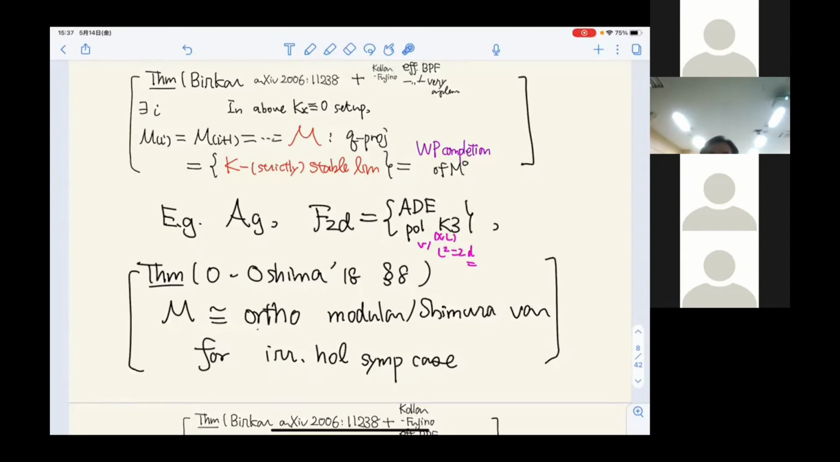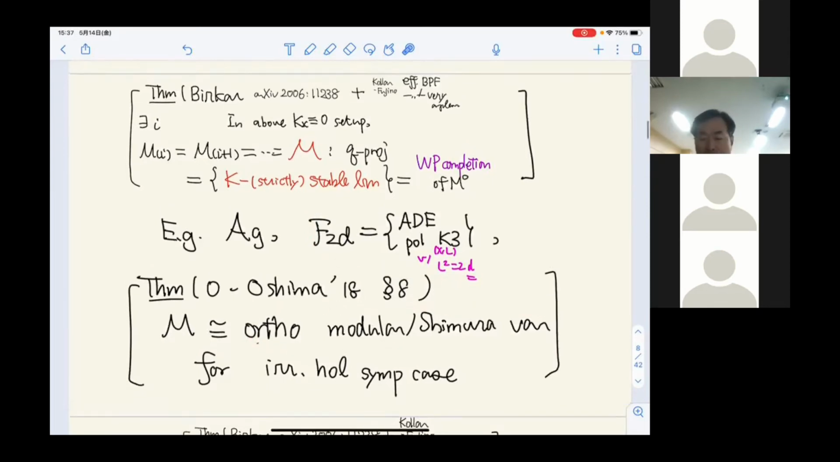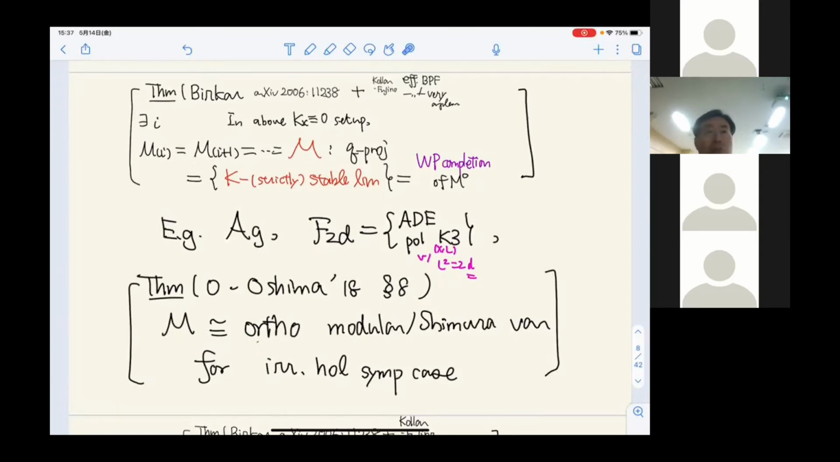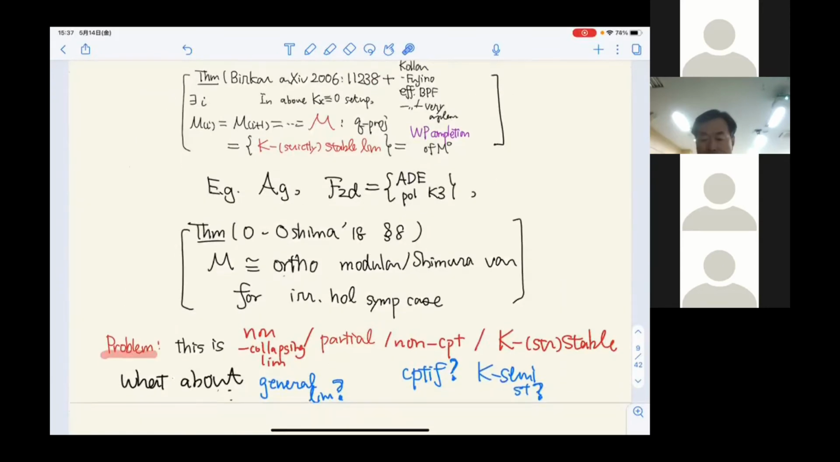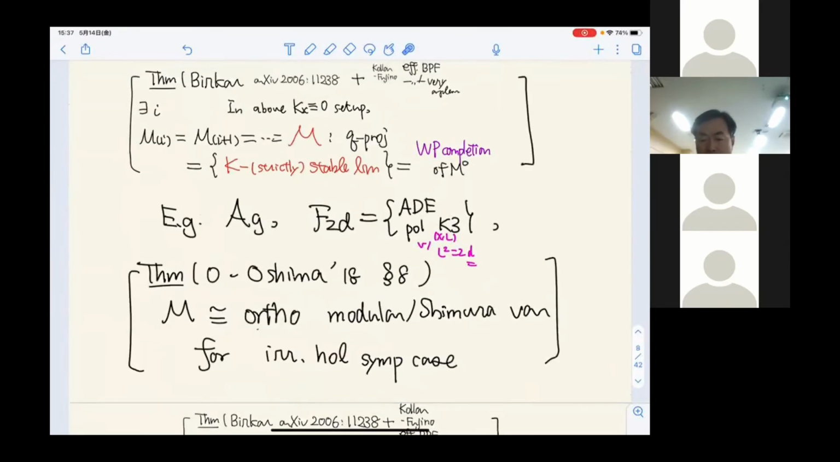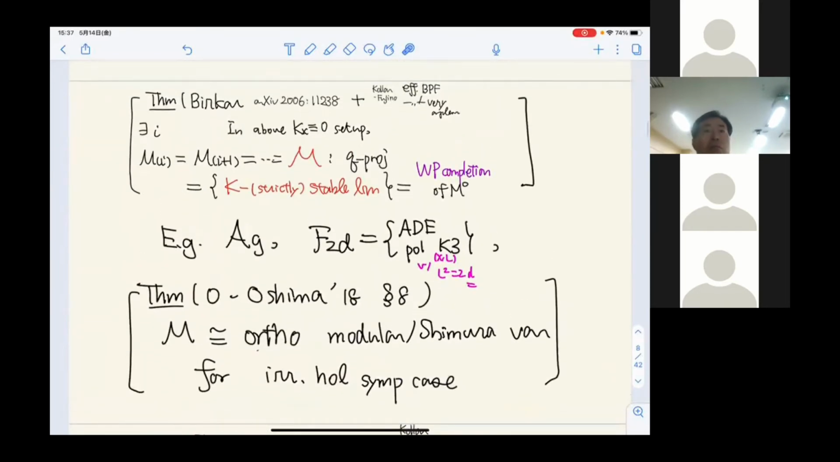In the symplectic varieties case, we have the same story as the K3 case. The obtained partial compactification, which is canonical, is nothing but the usual orthogonal modular varieties. I don't have time to explain the proof, but so far I have been talking about partial compactification, which is just quasi-projective, not projective.